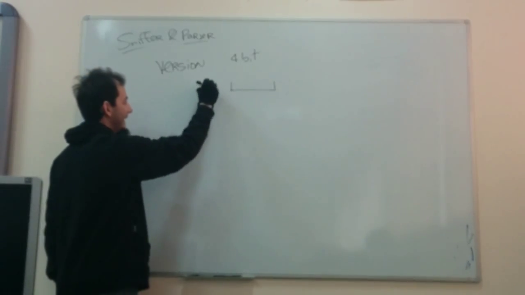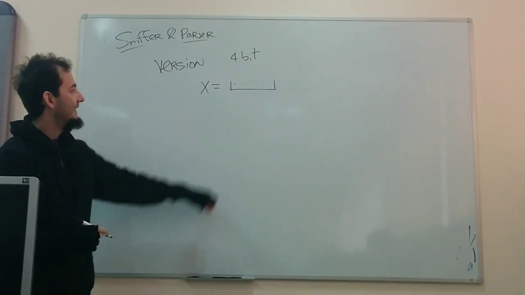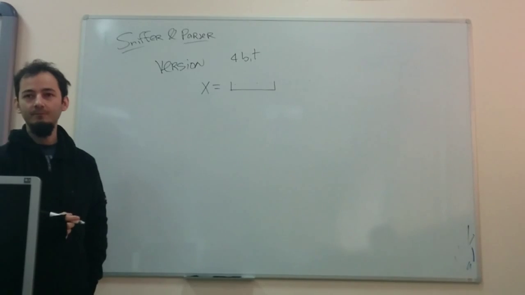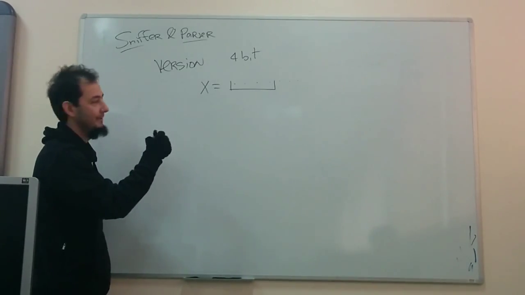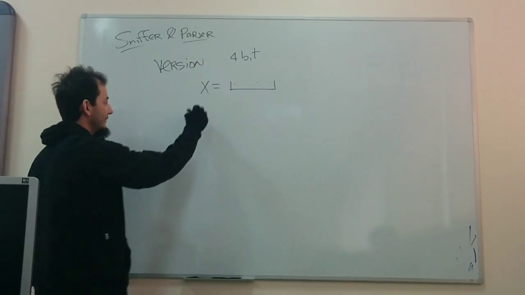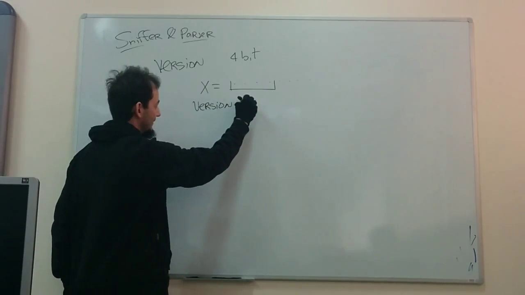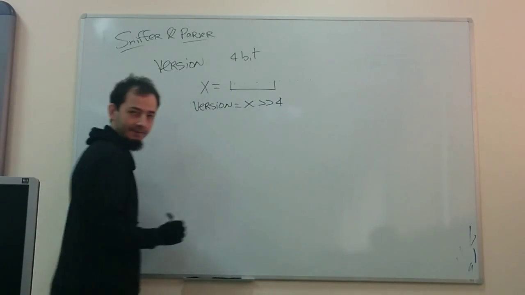And let's say that x equals this number. How do we get the first 4 bits? By shifting to the right 4 times, and it's going to just remain the 4 bits. Okay, so in this case we could say version equals x shifted right 4 times.